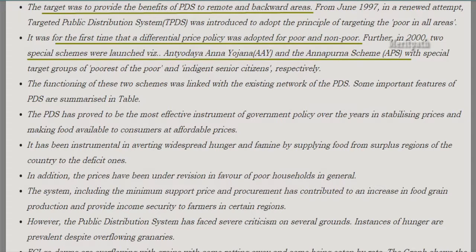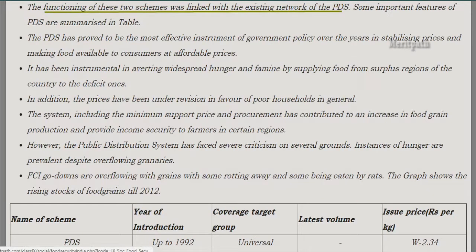In the year 2000, two special schemes were launched: Antyodaya Anna Yojana, AAY, and Annapurna scheme, APS, with special target groups, that is the poorest of the poor and indigent senior citizens. Functioning of these two schemes was linked with the existing network of the PDS. Important features of the public distribution system are summarized in the table below.